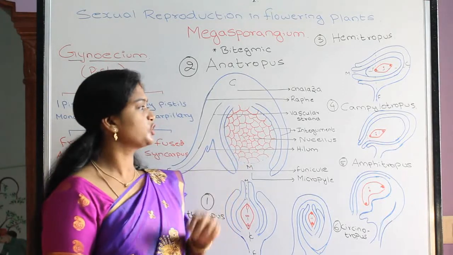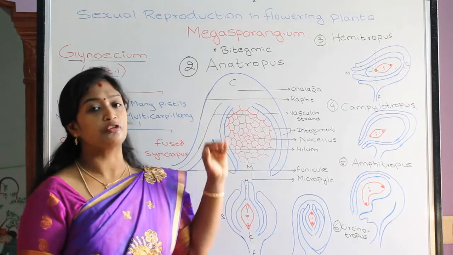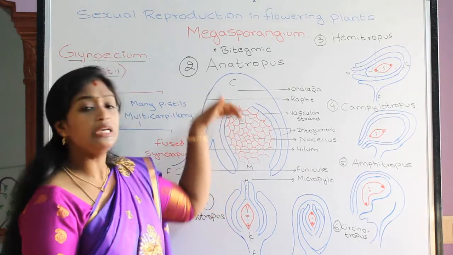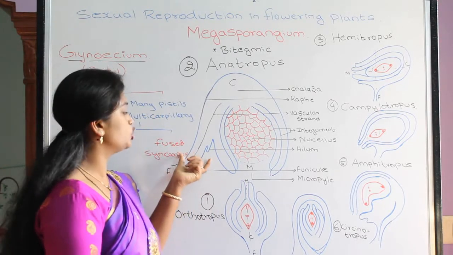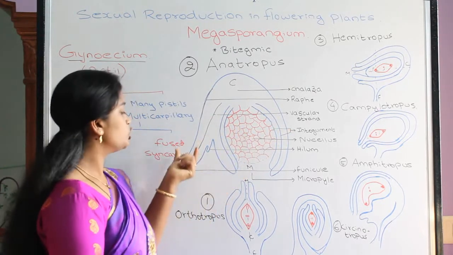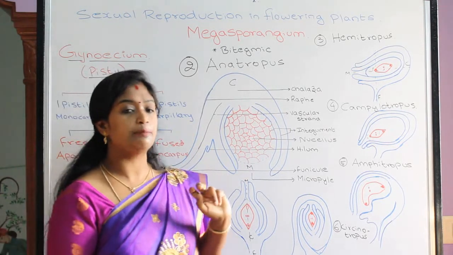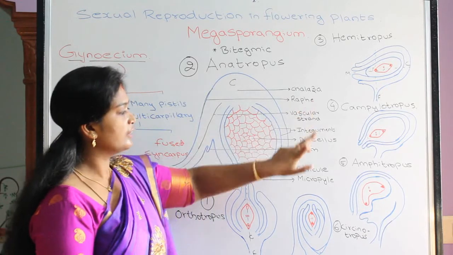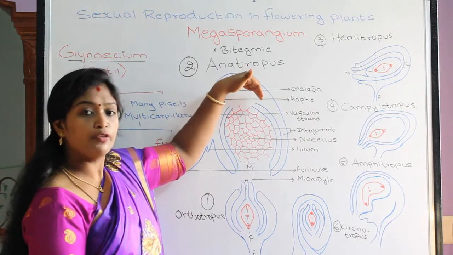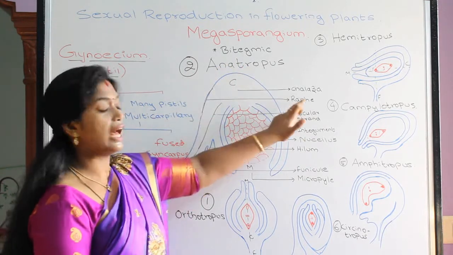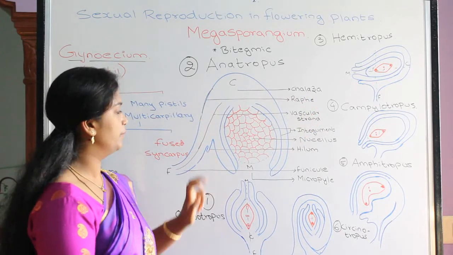Let's study the typical structure of the anatropous ovule. 80% of the angiosperms consist of the anatropous ovule, which is the inverted ovule. It consists of two distinct parts. One is the stalk, the other one is the body. The stalk is called the funicle, and the funicle consists of two distinct parts. One is called the raphe, the other one is called the hilum. The funicle extends over the body of the ovule, and this area is called the raphe. The funicle attaches to the body with the help of the hilum.